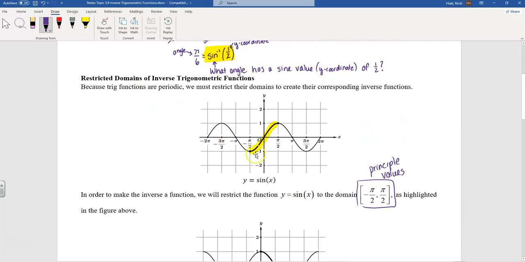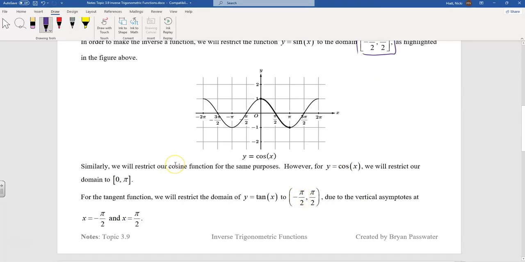For sine, we're going to restrict our domain from negative pi over 2 to pi over 2 to make this inverse sine a function. The calculator does this. So if you do inverse sine of a value, it will only give you answers between negative pi over 2 and pi over 2. So if you type in like inverse sine of 1/2, it's only going to give you the values between negative pi over 2 and pi over 2. Now, technically, there's infinite values, right?